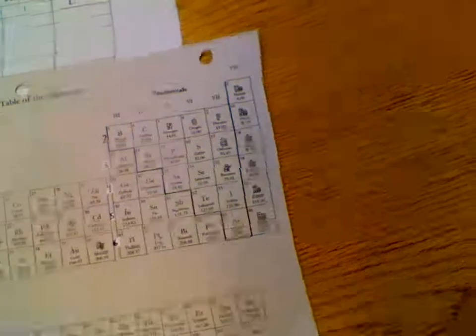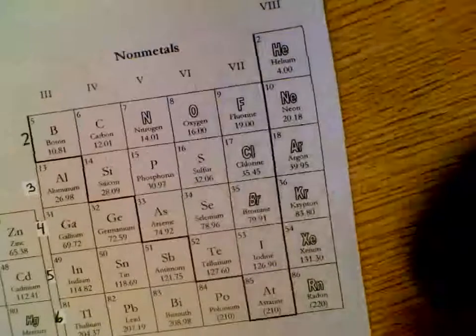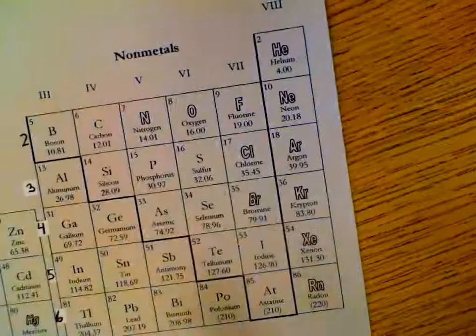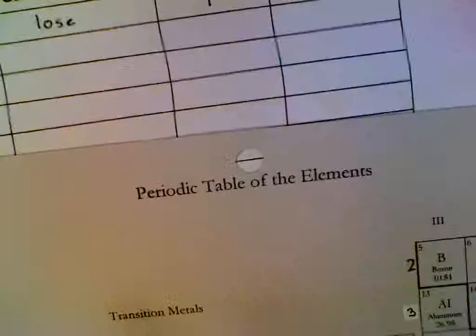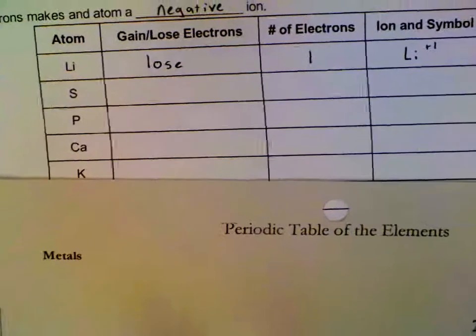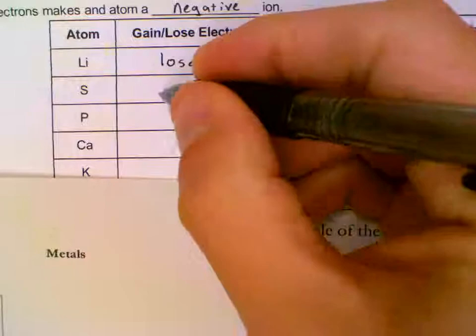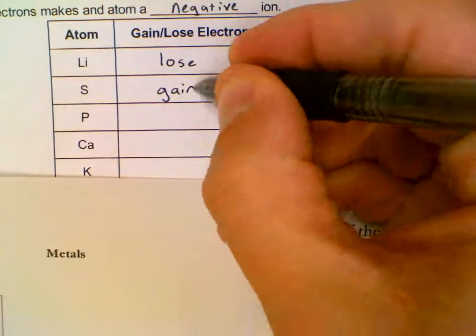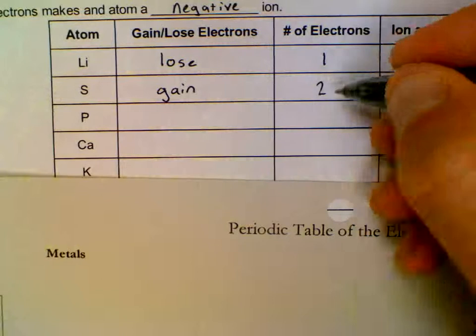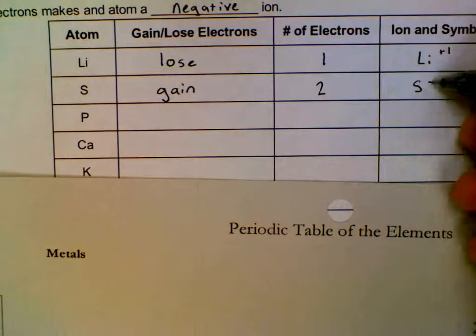Sulfur is a group 6, which means it has 6 valence electrons. It is easier for sulfur to gain 2 electrons than it is for sulfur to lose 6. So if it gains 2 negatives, it becomes S minus 2.